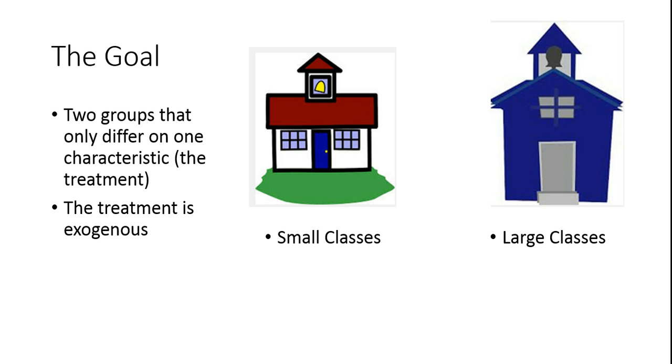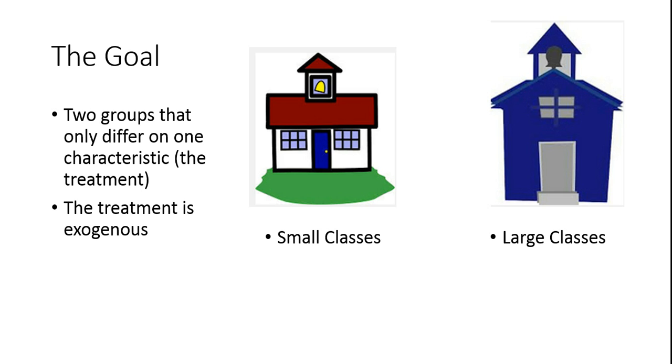Well, the goal would be to have two settings, or two schools, such as those pictured here, one of which has small classes and one of which has large classes. Notice that of these two schools, they only differ on one characteristic, namely the size of the class. We can think of that characteristic as the treatment, right? It's the policy or the practice that we're interested in estimating an effect of.